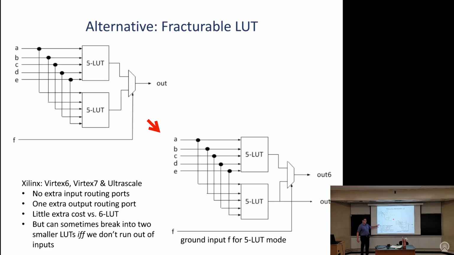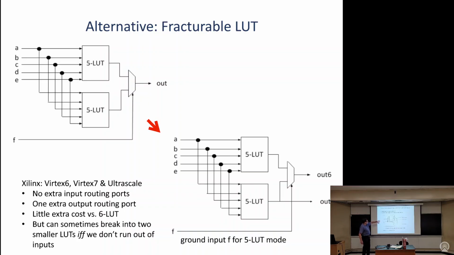But this is somewhat different than the way that it was done in the Altera paper that you read. So Xilinx went for the approach of minimize cost. So no extra input routing ports, one extra output routing port, but we still get some use out of this, right? Okay, so what Altera did is they actually spent more area to get more flexibility.